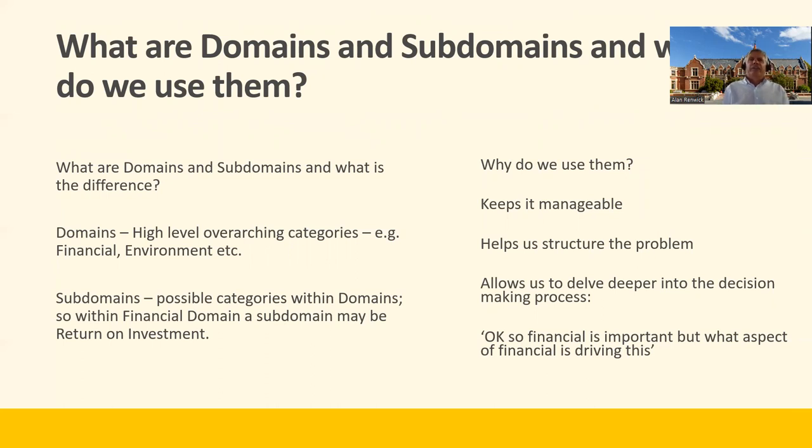Now, clearly within those domains, there are a whole range of other factors that may be important. These are what we call the subdomains, or others may call subcriteria. So, a simple example: within the financial domain, you may be concerned particularly about the return on investment, the payback period, or the profitability per hectare. So they are a range of sub-criteria that fit within that higher domain, the financial domain.